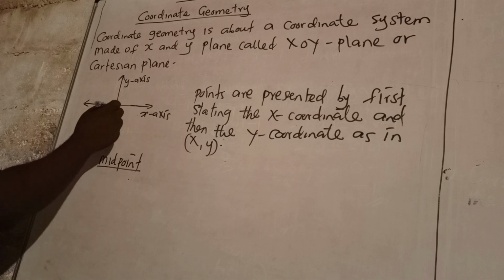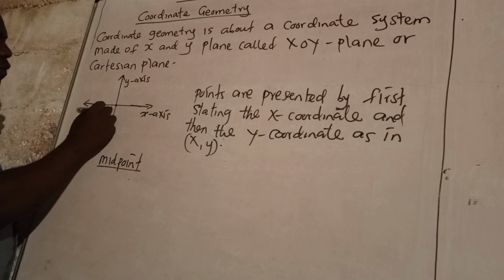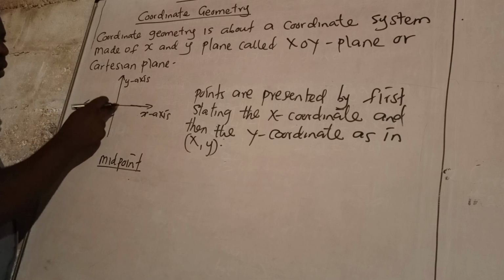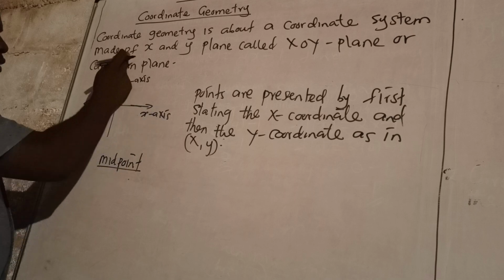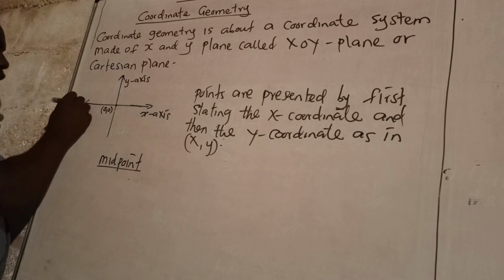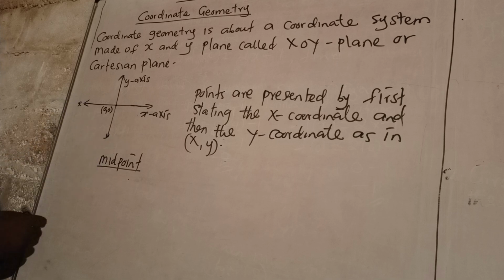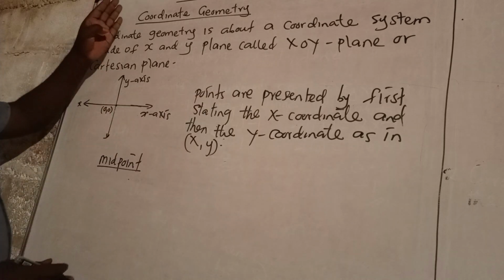For example, as you can see, this is the beginning here. We have (0, 0), the beginning of the x-y plane. So this is the x-axis, this is the y-axis. Even here we have the x-axis and the y-axis.